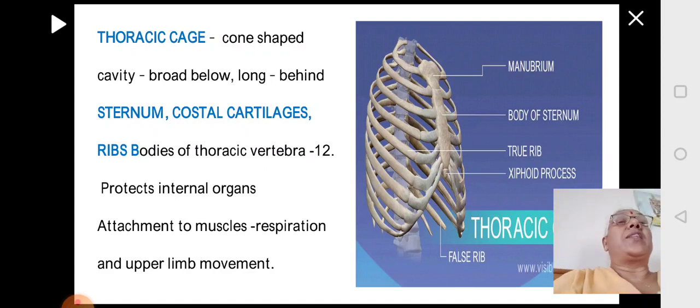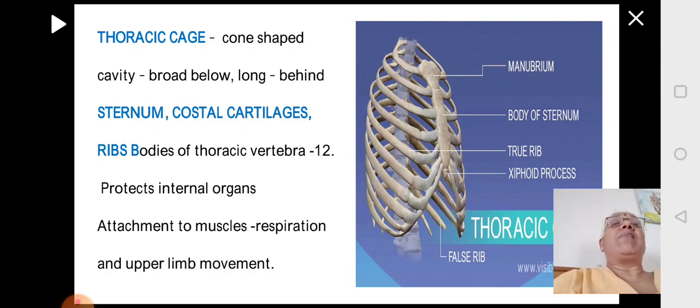If you look at the thoracic cavity, the shape of the thoracic cavity is like a cone. The cavity is broader on the lower side compared to the upper side, and it is longer at the back compared to the front. The thoracic cage is formed by bones. The first one is the sternum, which is also called the breastbone. Then you have cartilages called costal cartilages, and then the ribs. All of them together will form the thoracic cage.